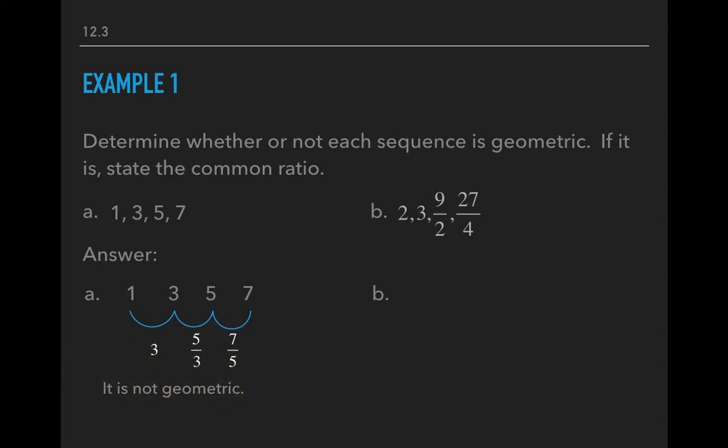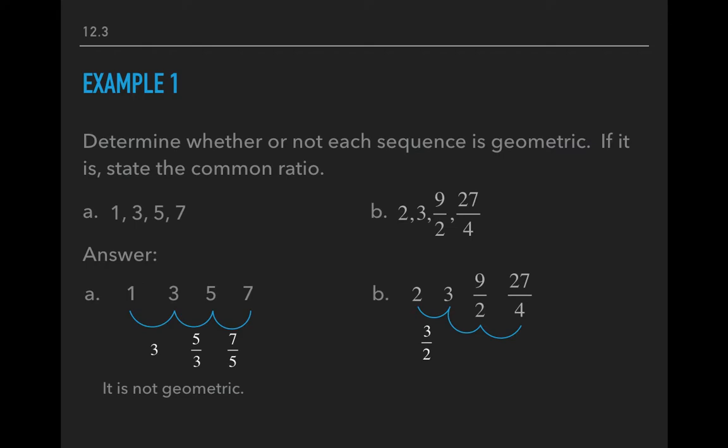But let's look at problem B now. We're looking at 2, 3, 9 over 2, and 27 over 4. So you're going to have to do some division of fractions here. And make sure that you maybe take out some scratch paper and check this yourself. The first ratio would be 3 over 2. Then you would have 9 over 2 divided by 3.